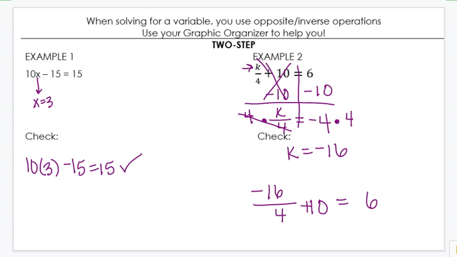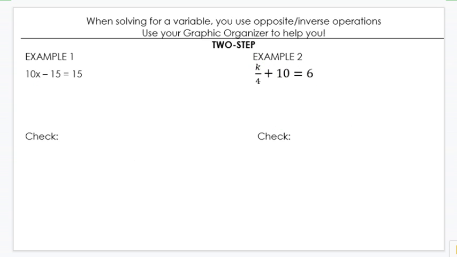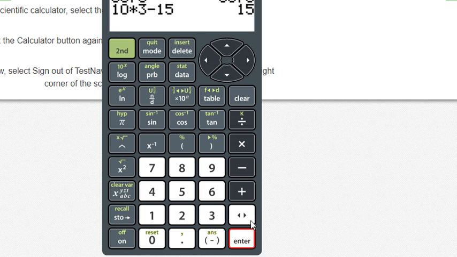So negative 16 divided by 4 plus 10. When I click off of this, my writing's going to go away. So negative 16 divided by 4 plus 10. Negative 16. Here we go. So the negative sign is down here next to the enter. Negative 16. You don't use the minus sign, you have to use the negative. So it's down here between the decimal point and the enter symbol on the bottom row.